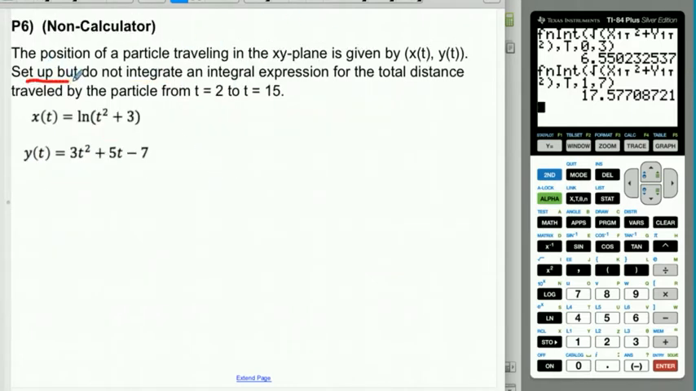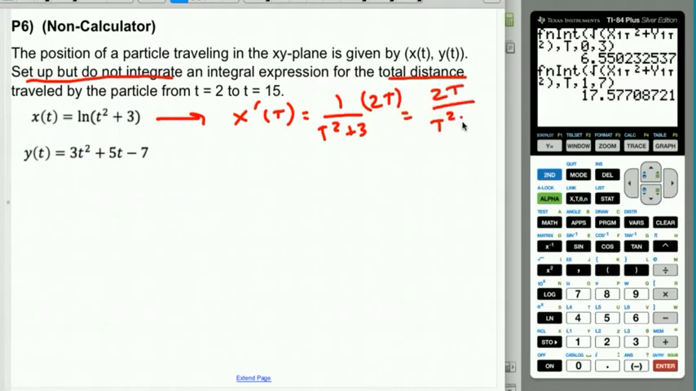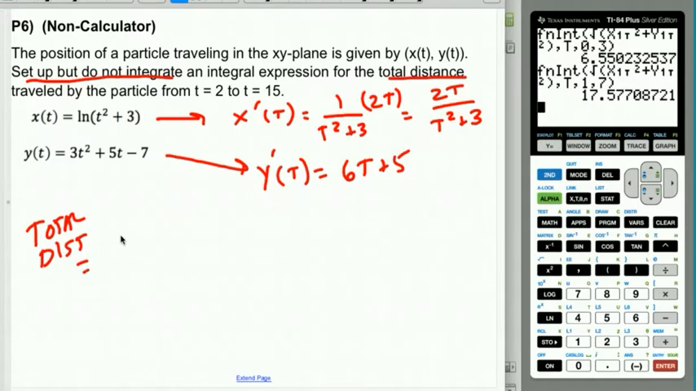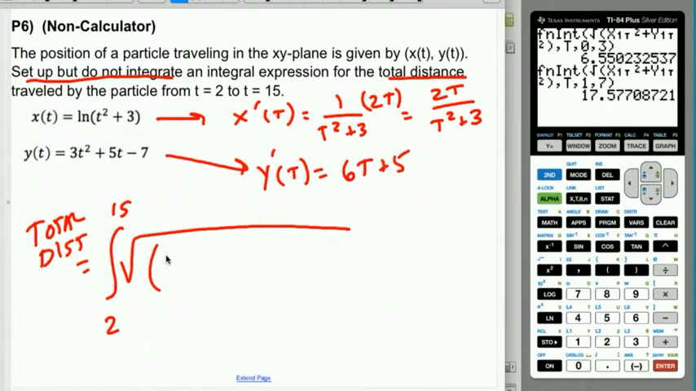Again, you're going to set up but not integrate an integral expression for the total distance. So you need to find x prime of t. It's going to be 1 over the stuff times the derivative of the stuff. So you're probably going to write it as 2t over t squared plus 3, right? Your y prime of t is going to be 6t over 3t plus 5. And so then your job is to write that the total distance is going to be the integral from 2 to 15 of the square root of this 2t over t squared plus 3 quantity squared.